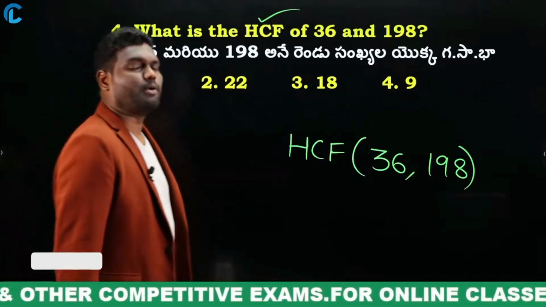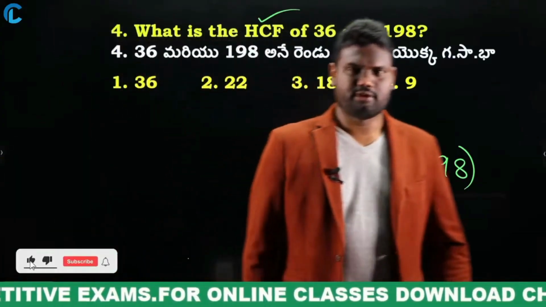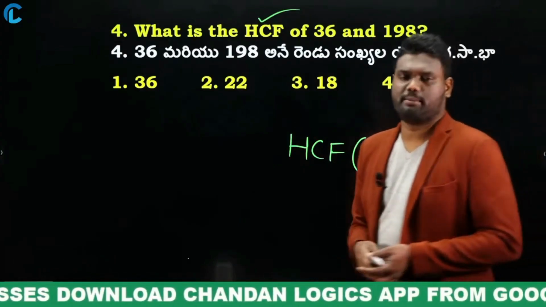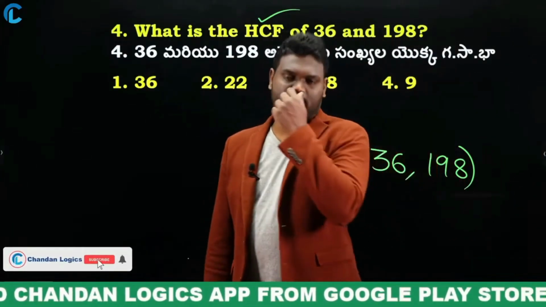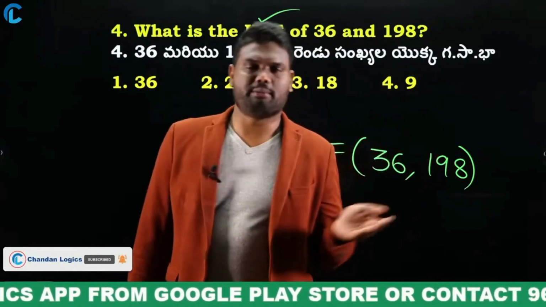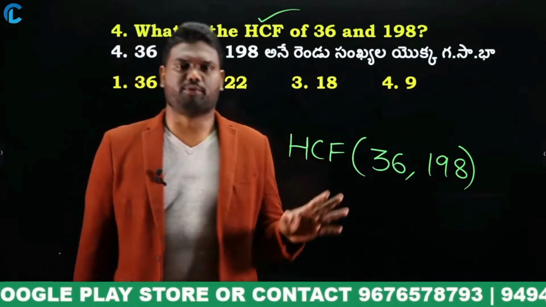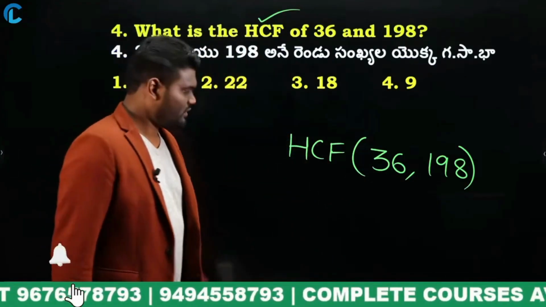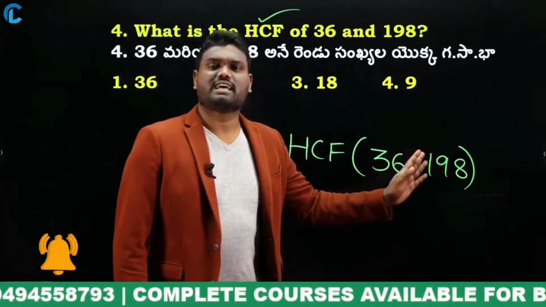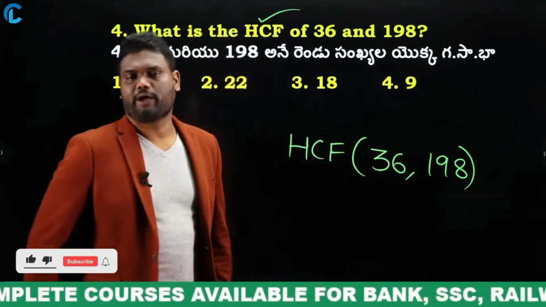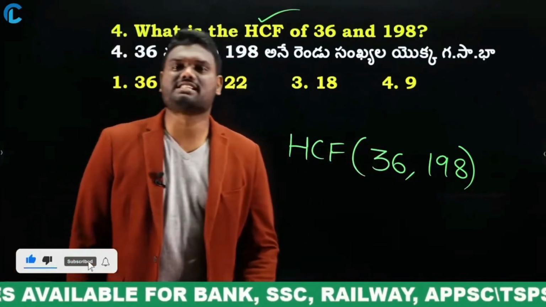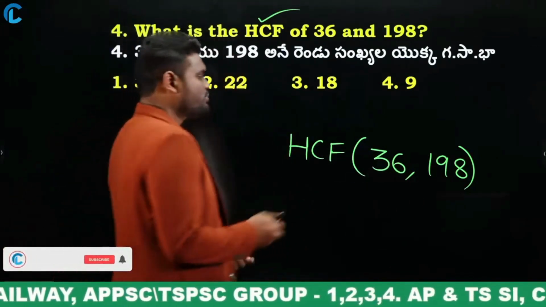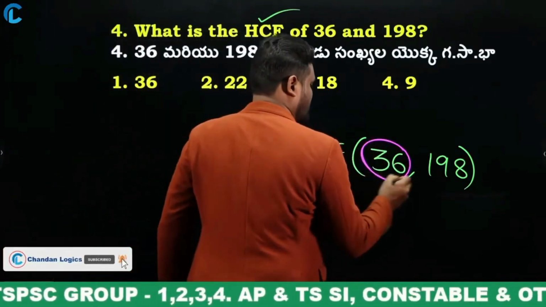Now look here, HCF of 36, 198. I need to say one important point while finding HCF. Sometimes they will give you 2 numbers, sometimes 3 numbers, sometimes 4 numbers. You need not worry about that, whether it is 2, 3, or 4 numbers, I will show you how to solve them. So the first point you need to know is, while calculating HCF, try to know what is the smallest number. For 36, 198, the smallest number is 36. Yes or no?